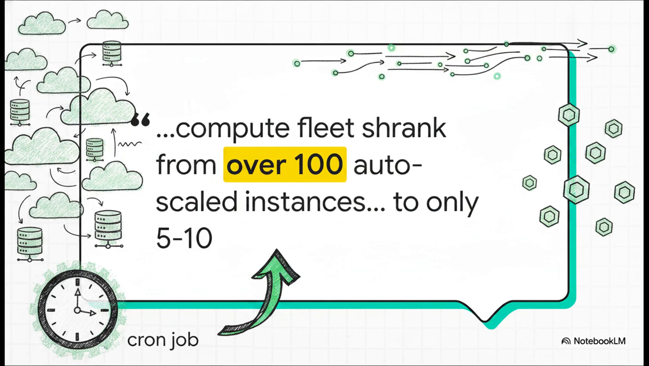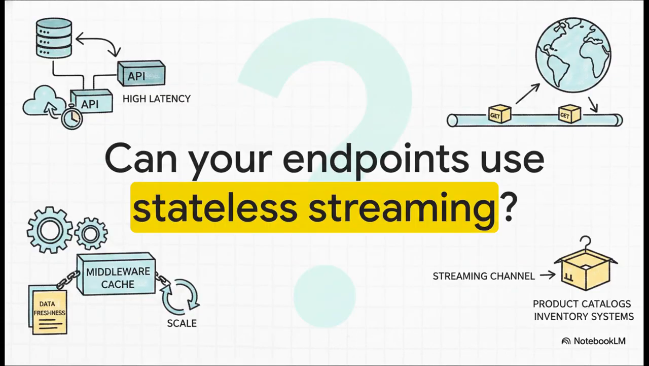The real business impact here is just massive, and it's perfectly summarized by this quote from their engineering team. By completely ditching that heavy, stateful data aggregation cron job, their operational footprint practically vanished. Their compute fleet shrank from over 100 auto-scaled instances during peak events down to just 5 to 10 Lambda functions. That is a game changer for reducing maintenance overhead and operational costs, all while delivering a vastly superior experience for the customer.